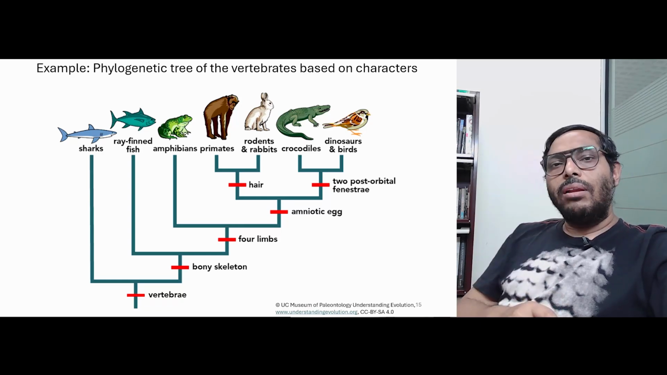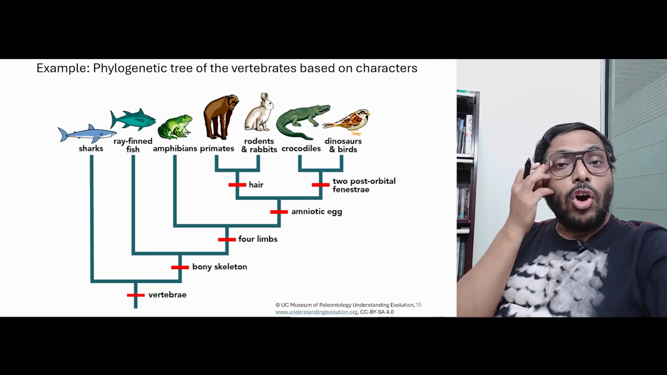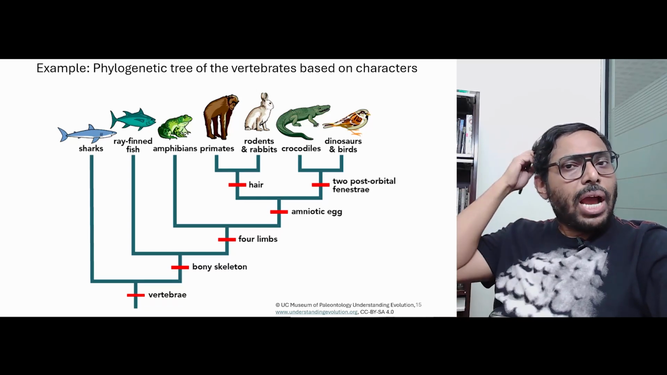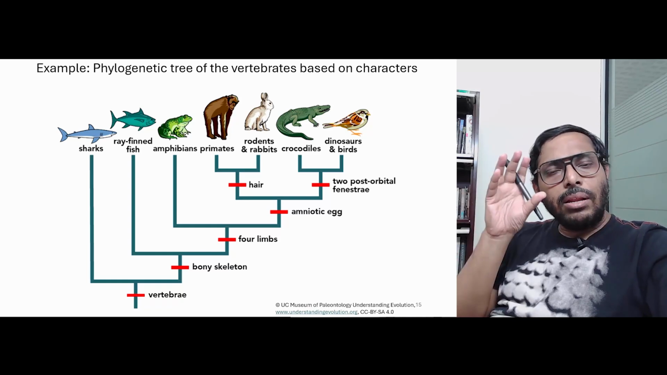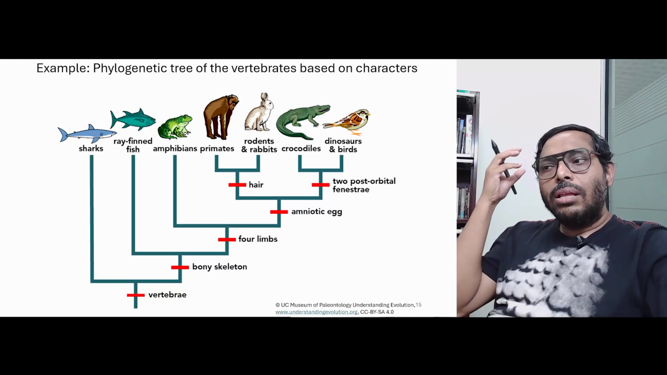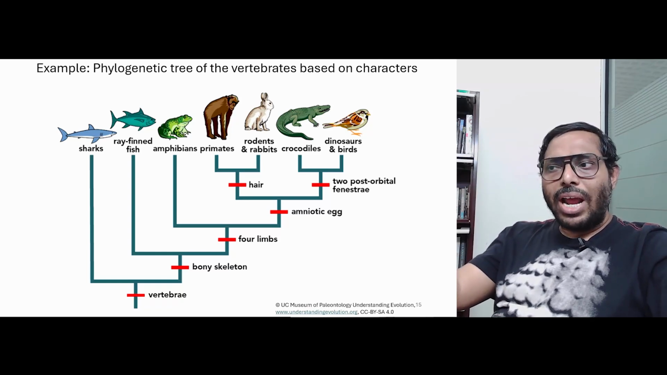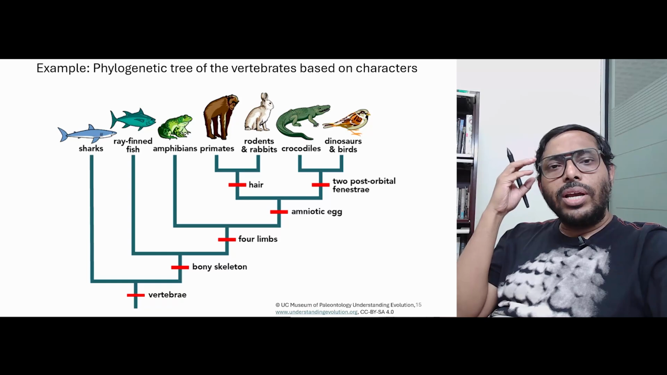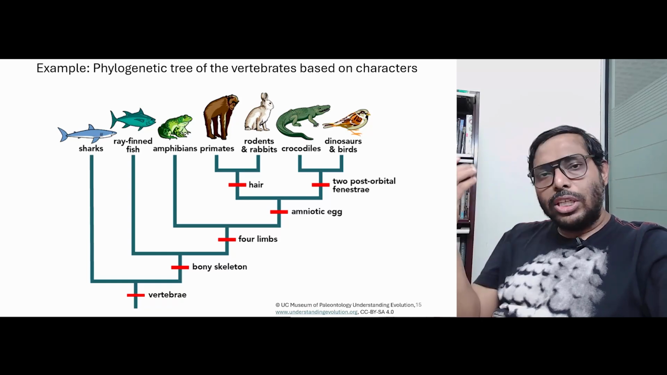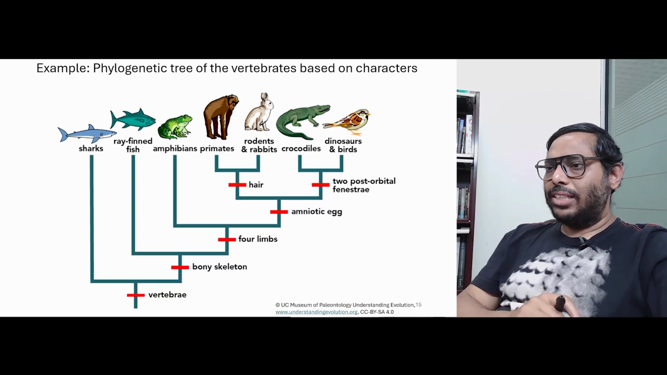2 post orbital fenestrae. So, basically this is the orbit of our eye, and behind this orbit there are holes. Okay, these are known as fenestrae, and this group of organisms, which leads to the dinosaurs and birds on one hand and crocodiles on another, are the organisms which actually have 2 such holes, which allows, among other things, for jaw muscles to attach.